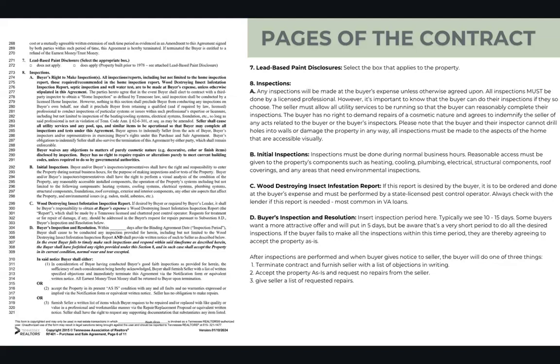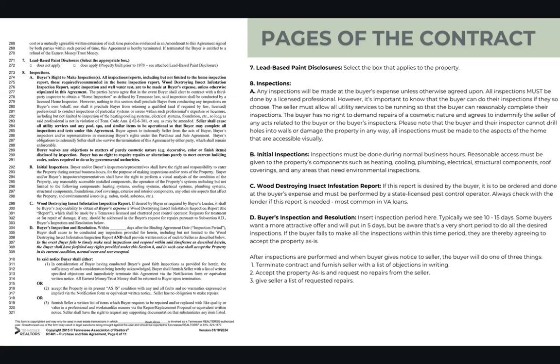Please note that the buyer and their inspector cannot drill holes into the wall or damage the property in any way. All inspections must be made to the aspects of the home that are accessible visually. Very important. B covers the initial inspection. Inspections must be done during normal business hours. Reasonable access must be given to the property's components such as heating, cooling, plumbing, electrical, structural components, roof coverings, and any areas that need environmental inspections.